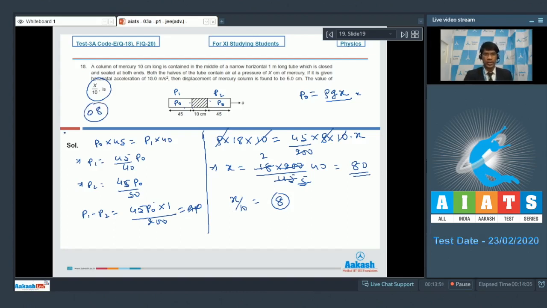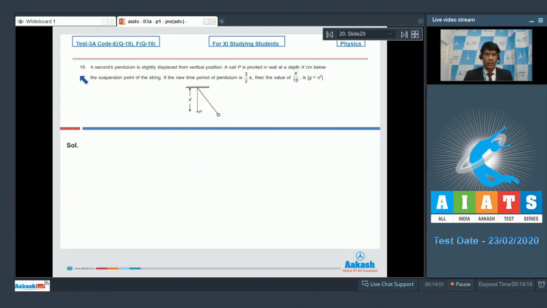Now we shall proceed to question number 19. Here in question number 19, a second pendulum is slightly displaced from vertical position. A nail P is pivoted in the wall at a depth x centimeter below the suspension point of the string. If the new time period of pendulum is 3/2 seconds, then the value of x divided by 15 is. x is actually length in centimeter.